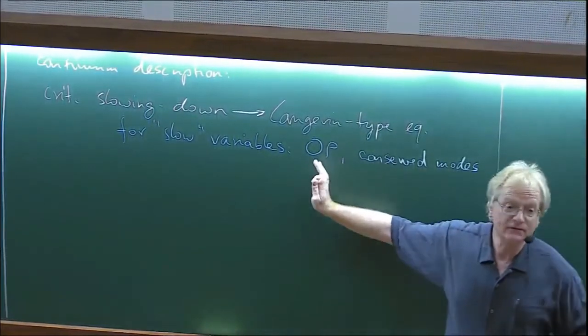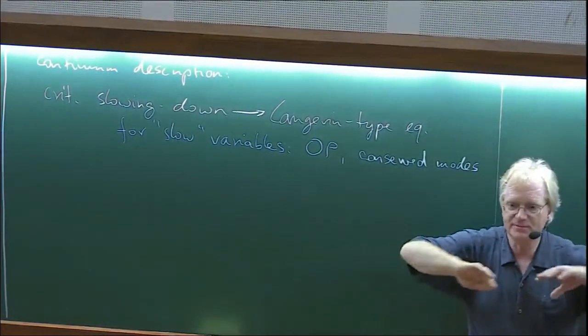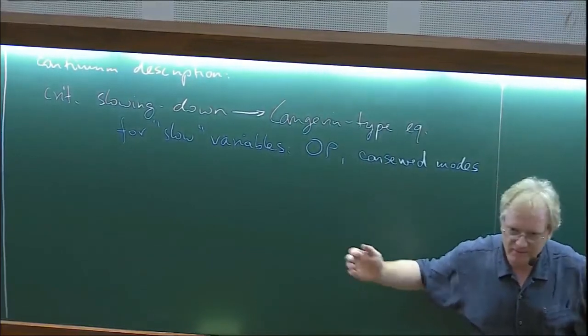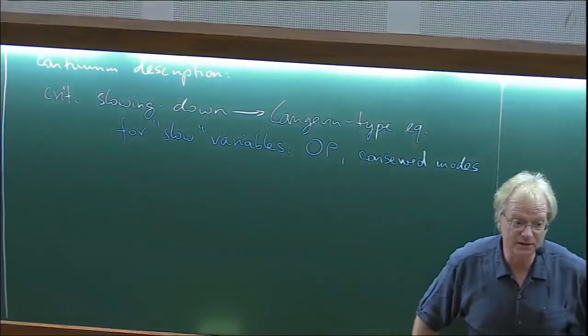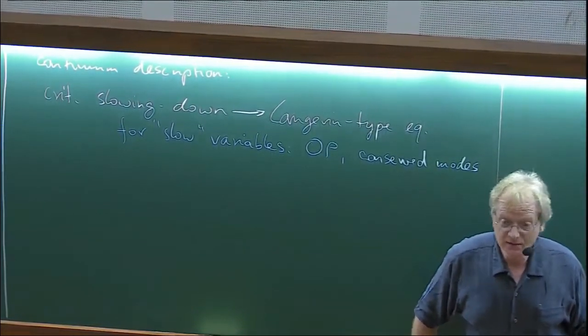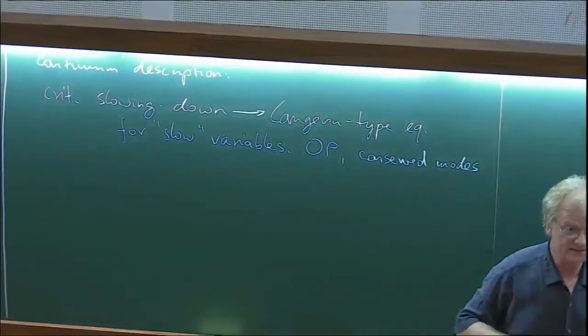The order parameter itself could be conserved. Its spatial integral, that is the q equals 0 wave vector mode, could be not changing under the dynamics. For example, for a ferromagnet, the total magnetization tends to be conserved. It could be non-conserved, which is a different story. So we have to make that distinction.